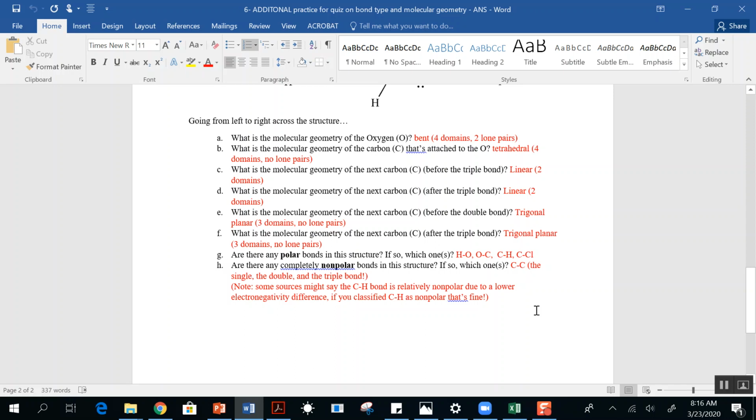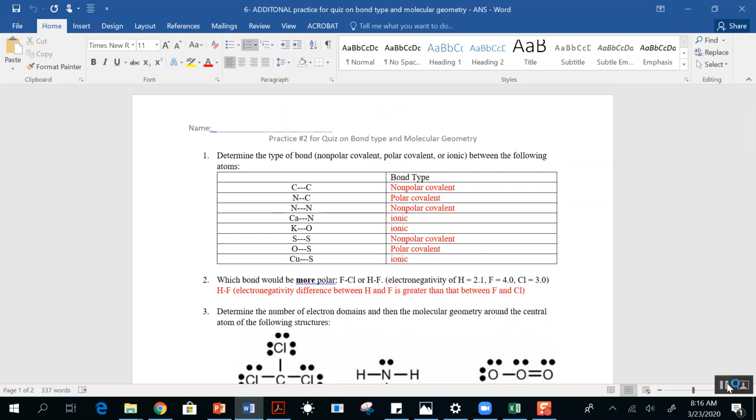So hopefully that helps to explain a little bit of this to help you understand these concepts.